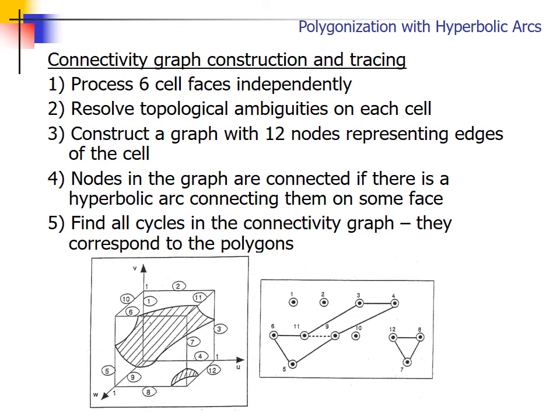Connectivity graph construction contains 6 steps. The first step is processing of 6 cell faces independently. The second step is resolving topological ambiguities on each cell. The third step is constructing a graph with 12 nodes representing edges of the cell. Nodes in the graph are connected if there is a hyperbolic arc connecting them on some face. Finally, find all cycles in the connectivity graph. They correspond to the polygons.